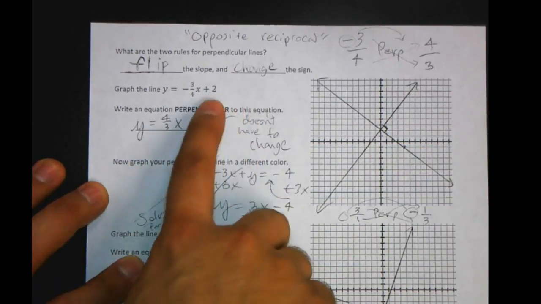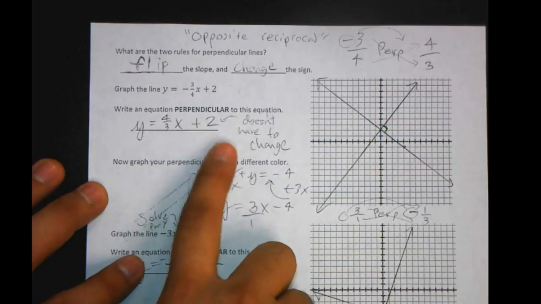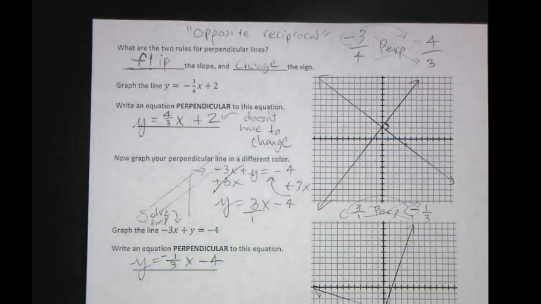And this time, the y-intercept doesn't have to change. Okay? So you can write this at the top of the backside. So again, on the back of your notes, you have to know how to do perpendicular. You should, from Algebra 1, this is a refresher, right? You flip the slope and change the sign. If you don't do both of those, it's not going to look perpendicular. It's going to look like something else, okay?